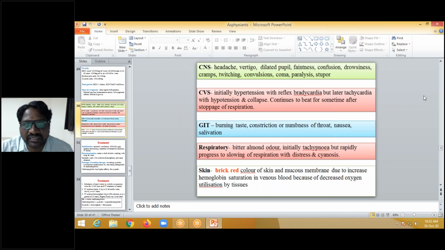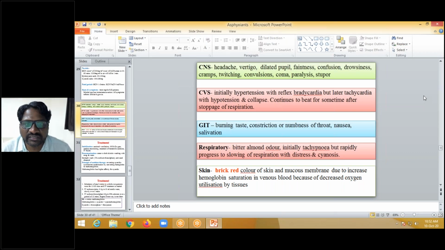So first of all, initially it is a hypertension with a reflex bradycardia, but later it is tachycardia with a hypotension and collapse. Come to the GIT, gastrointestinal tract. What are the symptoms? Whenever ingestion takes place, the burning taste of the cyanide poison will be there, with constriction and numbness of the throat, and nausea and salivation will appear. These are the first symptoms when the person has ingested the cyanide.